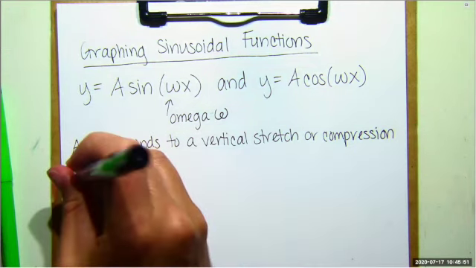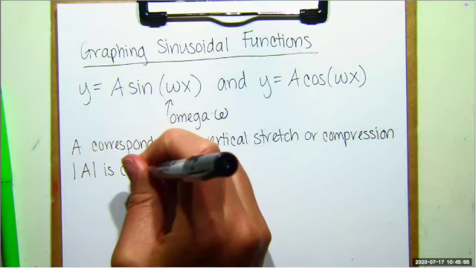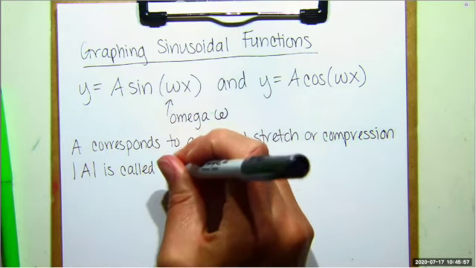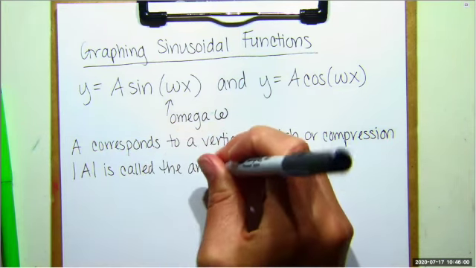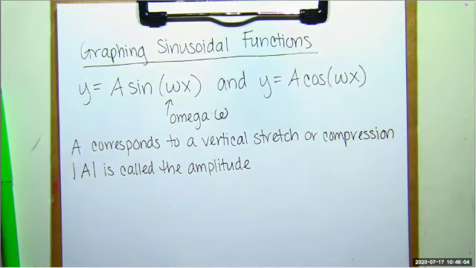The absolute value of A is called the amplitude. So A for amplitude. Amplitude tells us how high the wave of the graph is, okay? So absolute value means we just take the number without the sign. The sign, if we had a negative, would correspond to a reflection. So we just take that number without the sign and we refer to that as the amplitude. That's the height of the wave. And I'll show you this on our graphs.